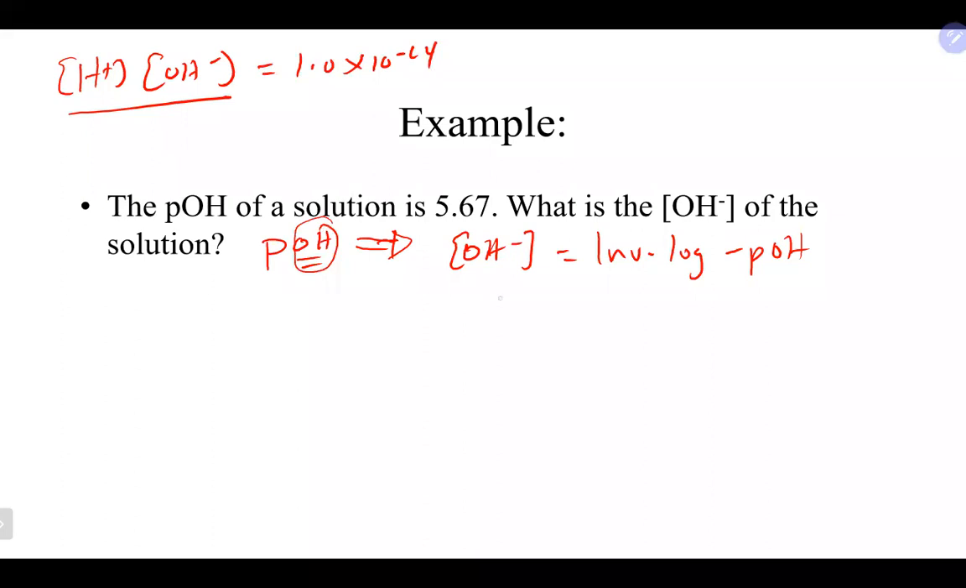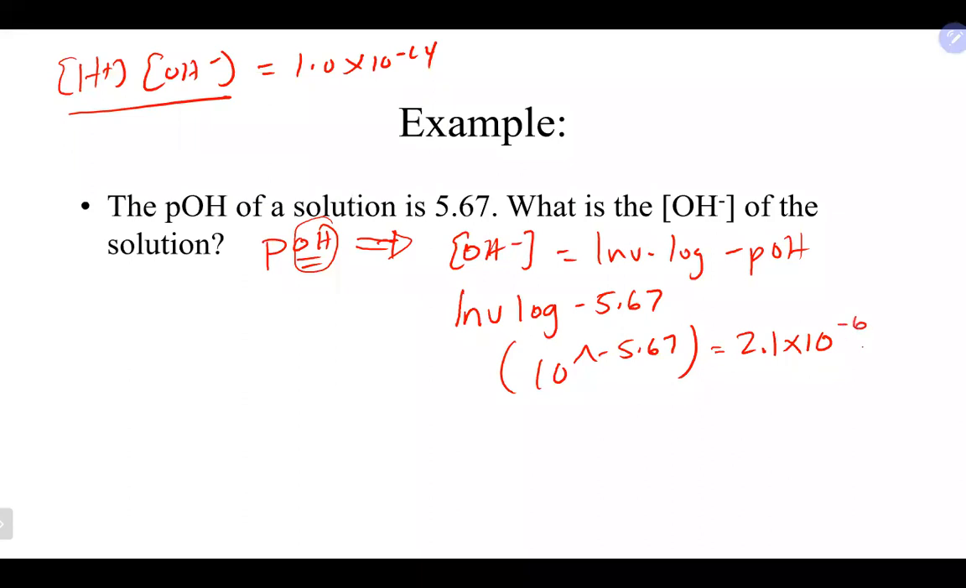So if we did that, that would give us the inverse log of negative 5.67, which again is something like this. And if we do that, looks like we get 2.1 times 10 to the minus 6 molar would be our OH minus concentration.